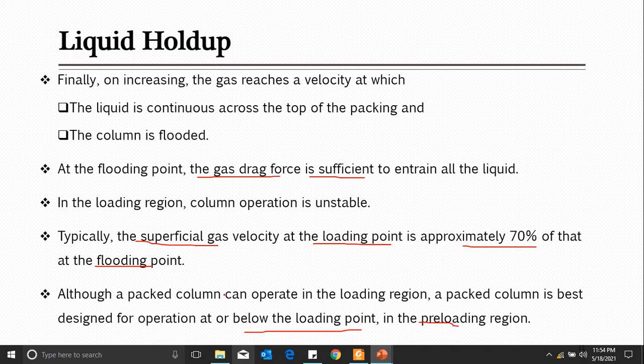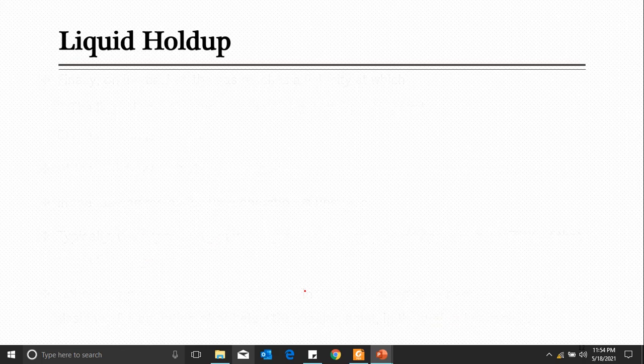The vapor velocity reaches such a point that it will start entraining the liquid in the upper part of the column, and that will further lead to flooding inside the column, and the pressure drop will increase, and the operation will not be okay.